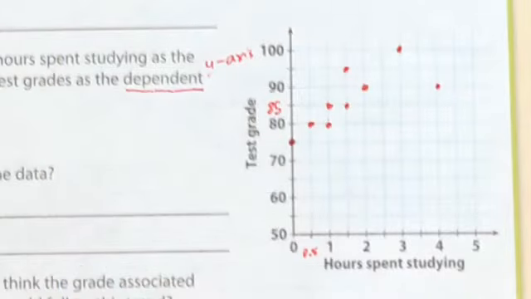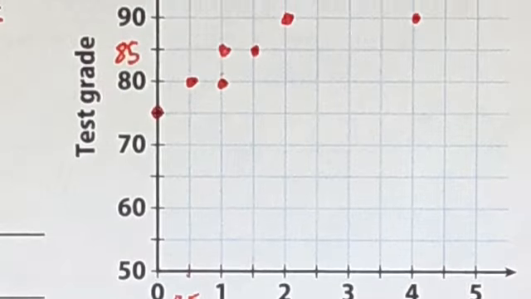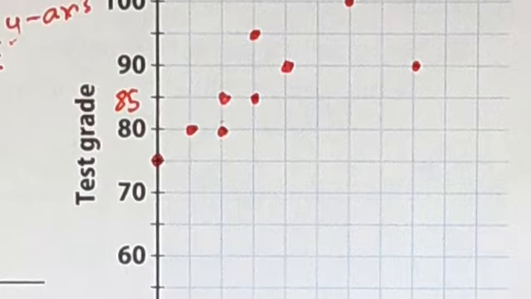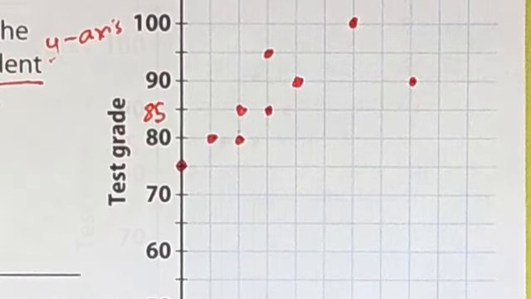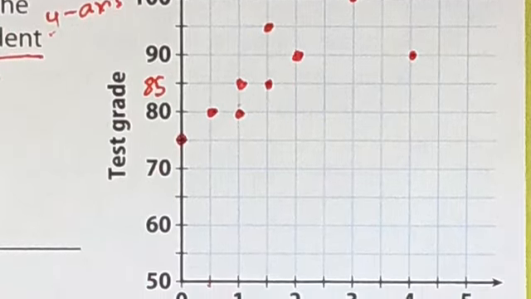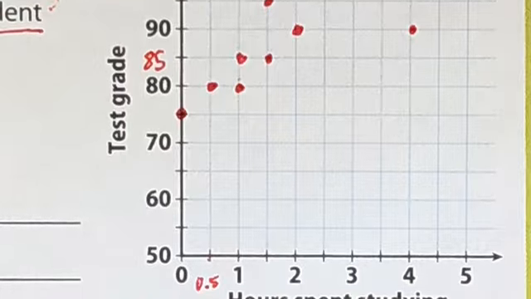And when it's done, it's going to look like the dots are just kind of scattered, and we're going to look for a pattern. So we can see that this scatter plot maybe shows a pattern that in general, not for everybody, but the more hours spent studying, the better the test grade.